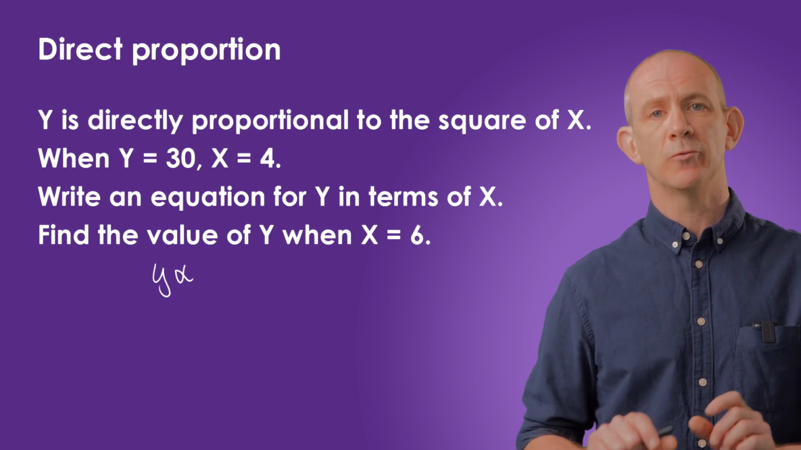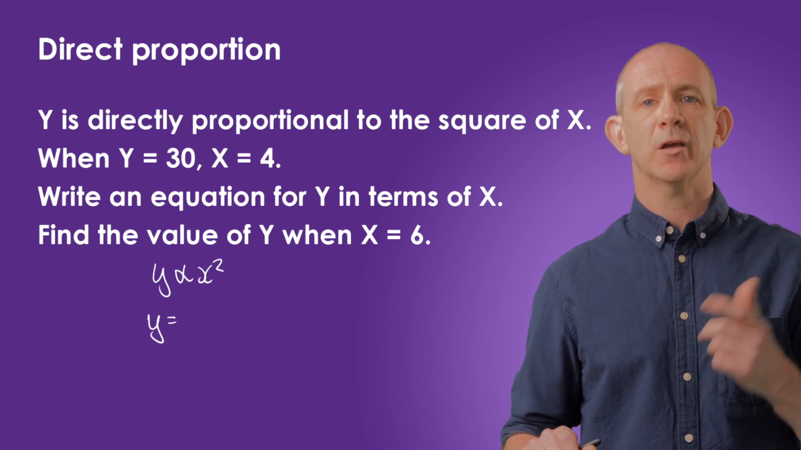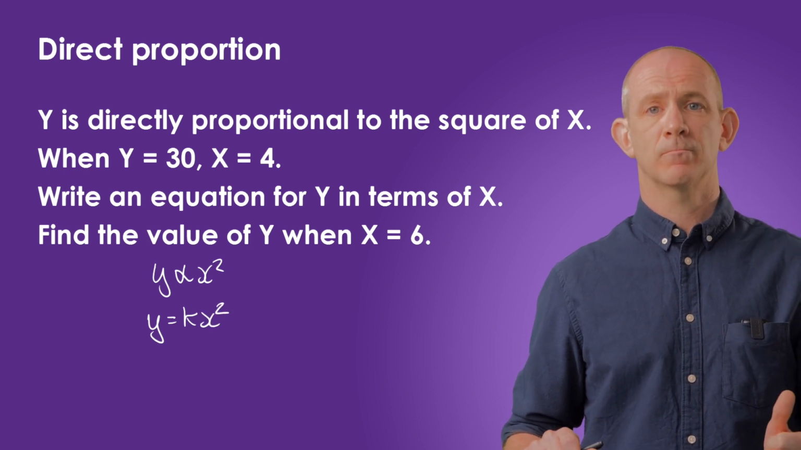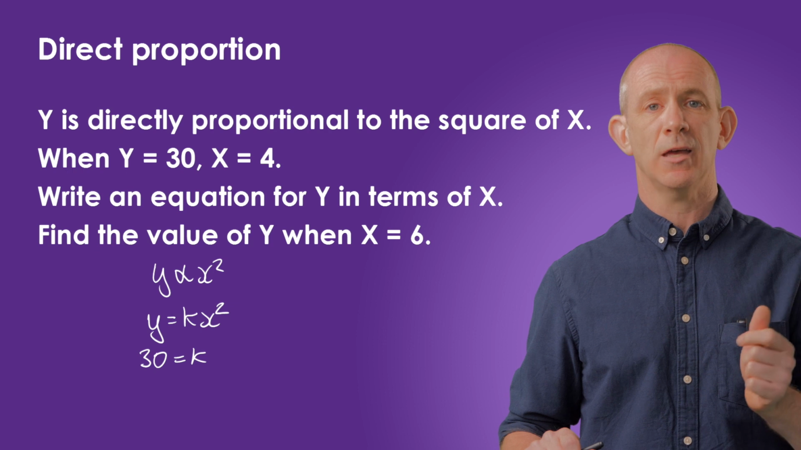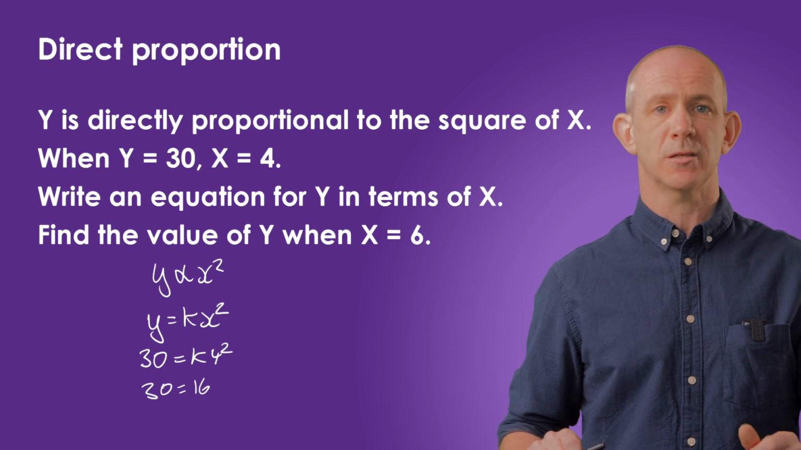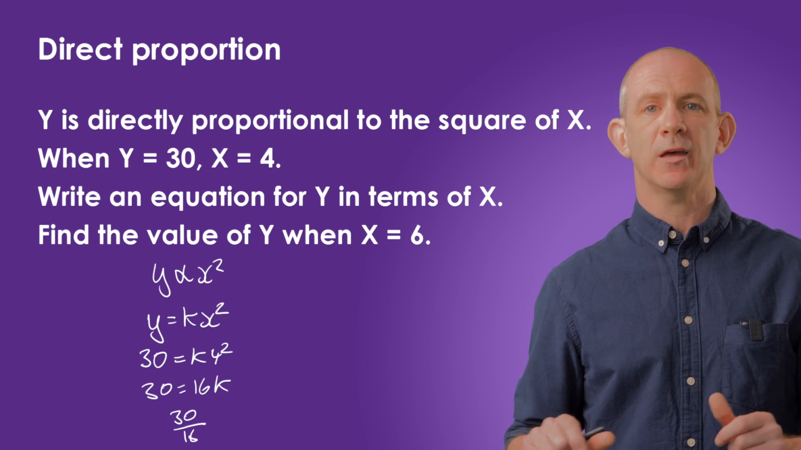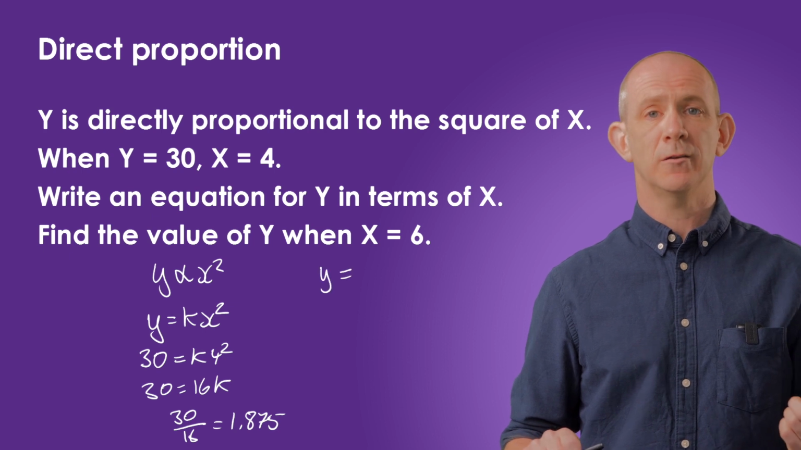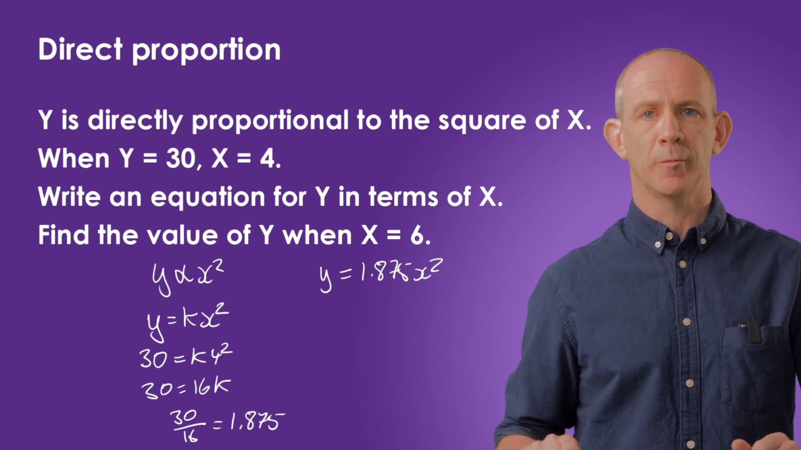The proportionality will be written as y is proportional to x squared, which we can then convert into an equation by including the constant of k, and writing it as y equals k times x squared. If we then substitute the known values for x and y, we'll get 30 equals k times 4 squared, which we can then write as 30 equals 16k, as 4 squared is 16. If we then divide both sides by 16, we find that the value of k is 1.875, and we can now write our equation for y in terms of x. y equals 1.875 x squared, which answers the first part of our problem.